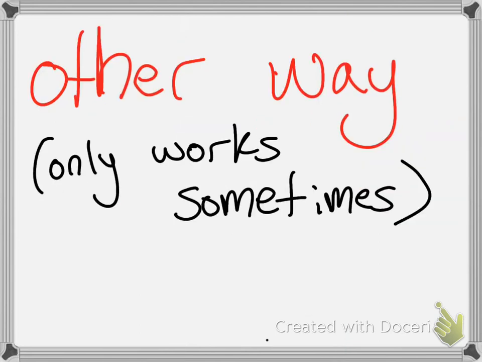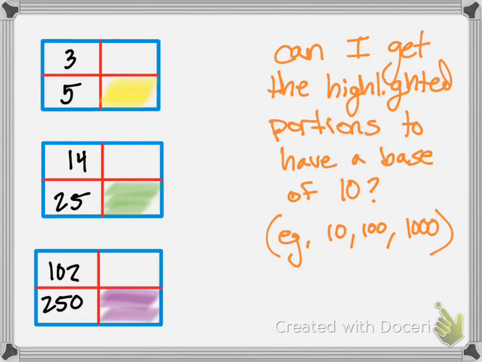Long division works. So the other way works sometimes. Like I said, we did all of these with our proportions of 10. So the first way was long division. This second way, we did it like this.